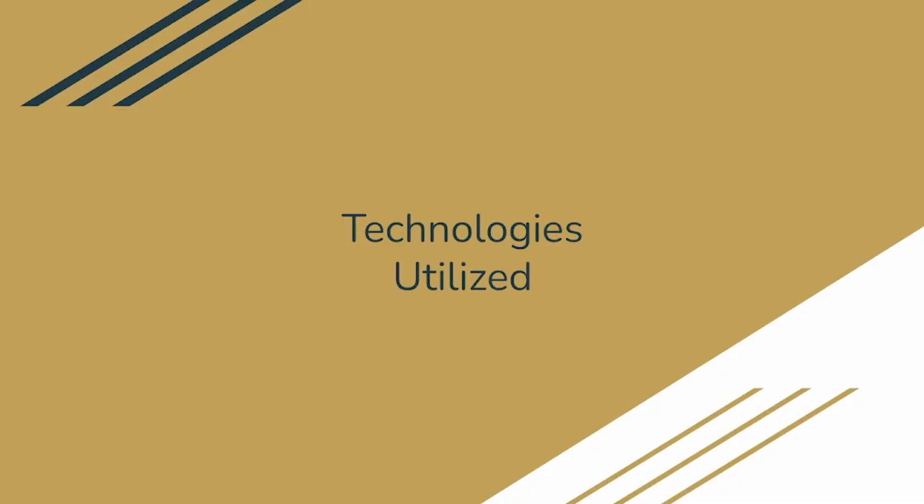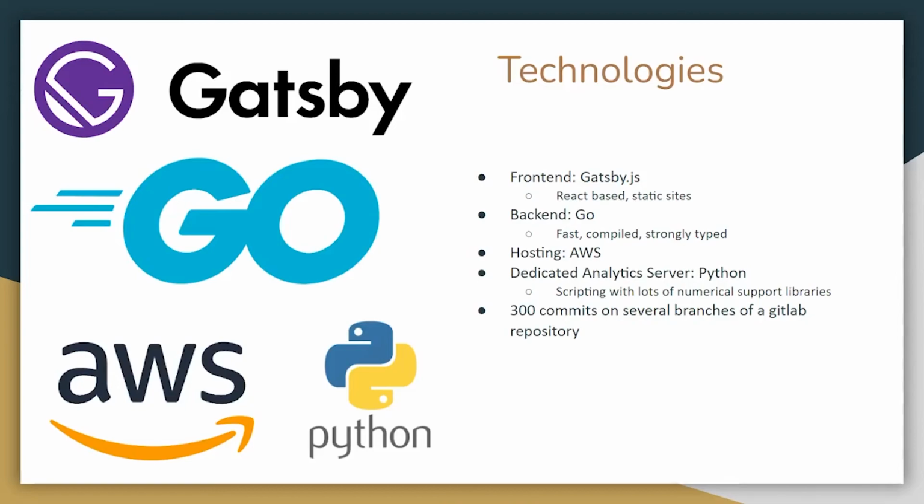And now I'd like to take just a minute to give a rundown of some of the technologies we used for the project. On the front end, we used Gatsby.js, which is a framework built around React that generates static sites. On the back end, we used Golang. We deployed our project to an AWS EC2 instance. Additionally, we built a dedicated analytics server in Python with Python's great numerical support libraries.